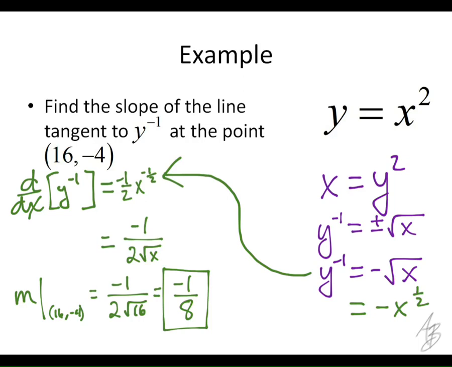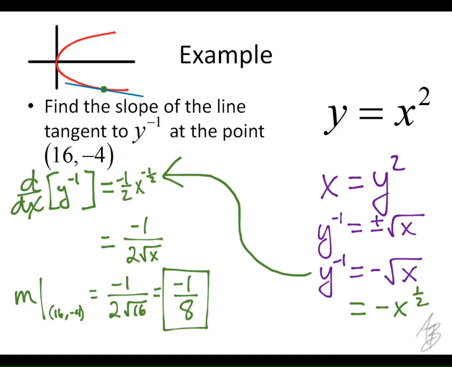Okay, good. So let's look at the graph here real quick. The graph of the inverse is going to look like this. You're going to have the positive square root part and the negative square root part here. And the point we're dealing with is at 16, negative 4. So it's down here, right? So what we want then is the slope of the tangent line at that point, so the slope of this line right here.